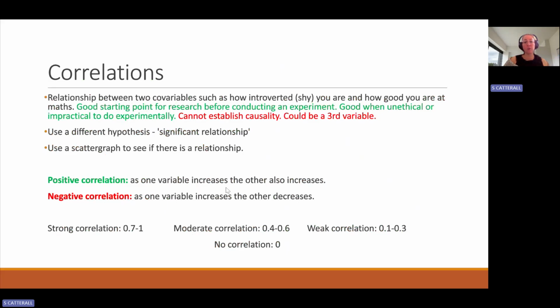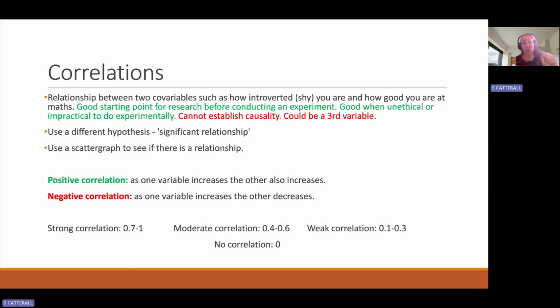A positive is where the variables do the same thing. So as one increases, the other one also increases, and as one decreases, the other one also decreases. Then you've got a positive correlation. A negative correlation is downhill, so as one goes up, the other one goes down. And then there are numbers that tell you about the strength of correlations, but I don't think you need these at GCSE. This is more of an A-level thing. But you might need to know the descriptor. So if the points are really close to the line of best fit, we've got a strong correlation. If they're a bit further away, we've got a moderate one.